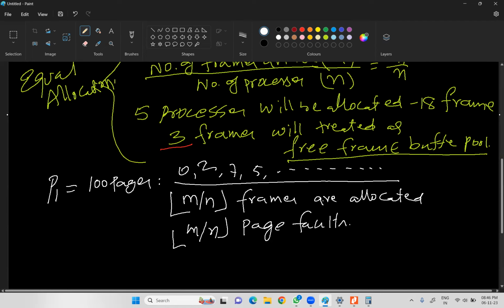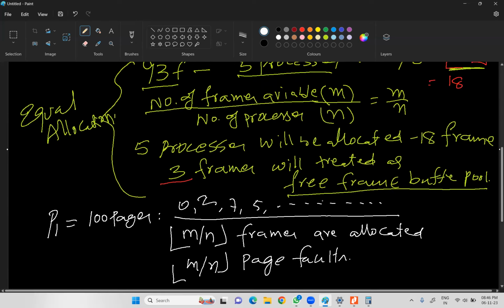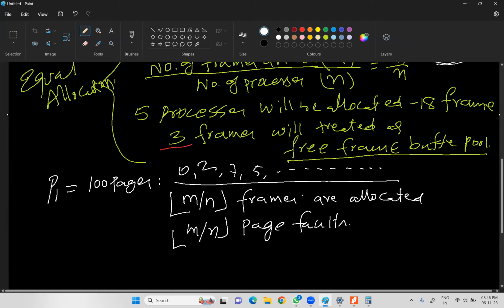Because the number of available frames is very high and the number of jobs is very low, a very high value divided by a very low value will result in a bigger value only. So process 1 has 100 pages, and as in our example just before, the first 18 pages would be considered as page faults only. So 18 page faults are compulsory.